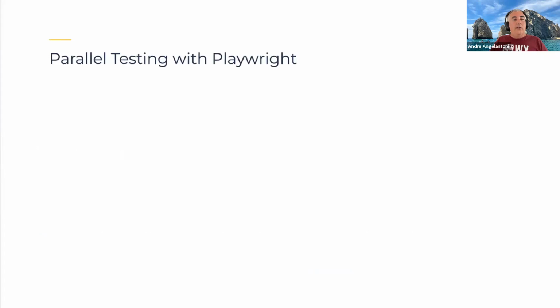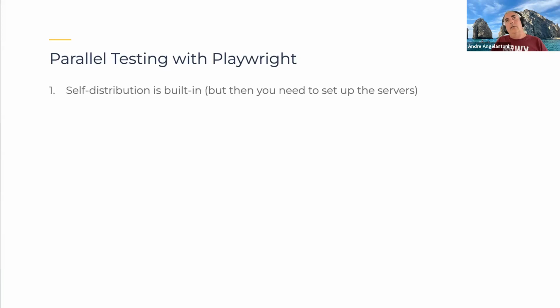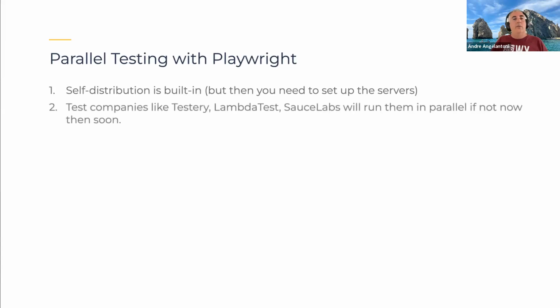Okay, so parallel testing with Playwright is basically, you can do self-distribution, which is built in, and you still need to set up the servers yourself. That's exactly equivalent with every other tool. If you want to do it yourself, you can do it yourself. But you can also hire companies like Testery, LambdaTest, Sauce Labs, and so on to run them in parallel. And if they don't have it exactly right now, they will soon because Playwright is coming on strong.